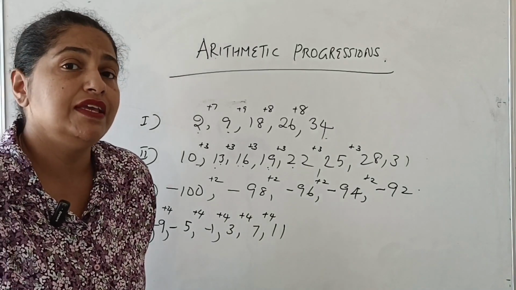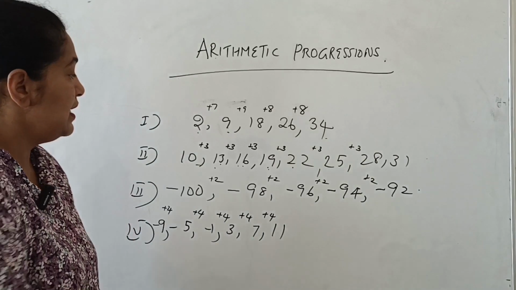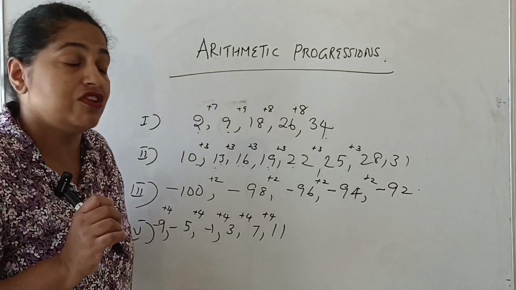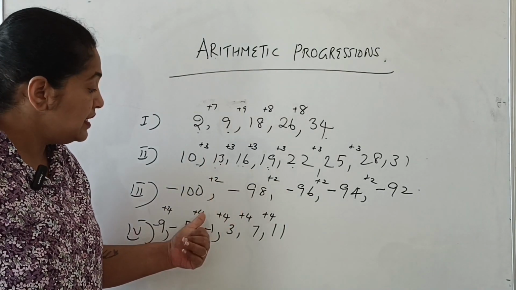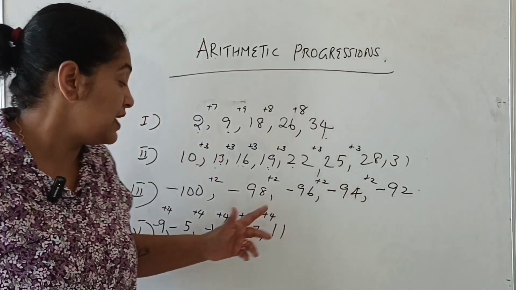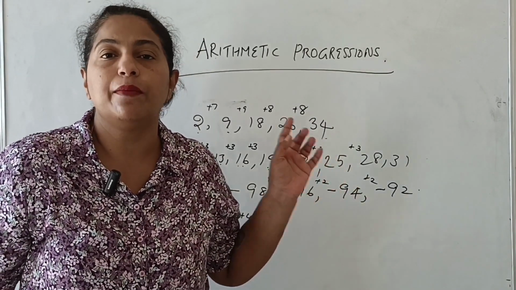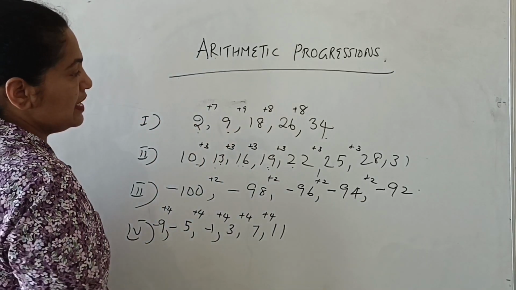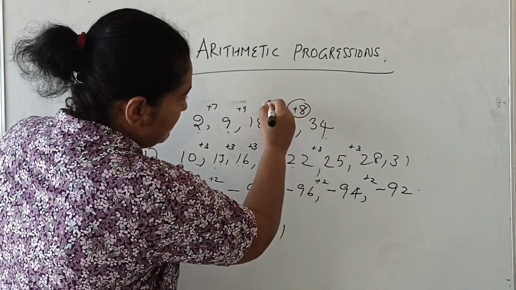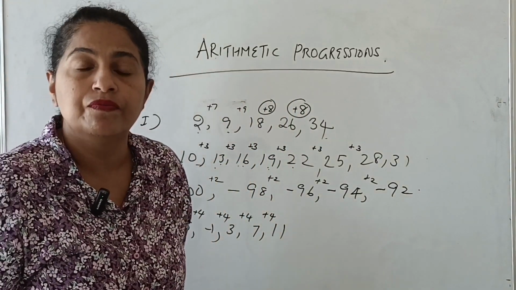So what can you see in these progressions or the examples that I have given over here? The difference between the successive terms is a constant in the second one. In the third one also, the difference is a plus 2 between the successive terms, and so is the case of the fourth one. But what happened in the first one? Here you can see that though the difference between these two terms and these two terms is a plus 8, here you have a plus 7 and here you have a plus 9.